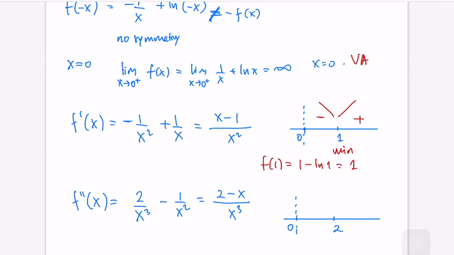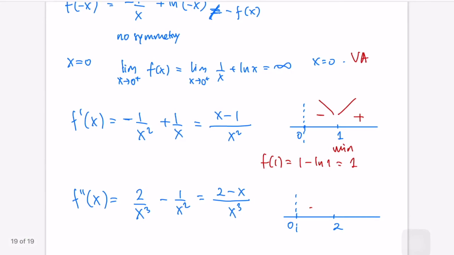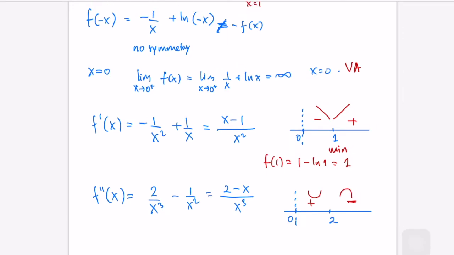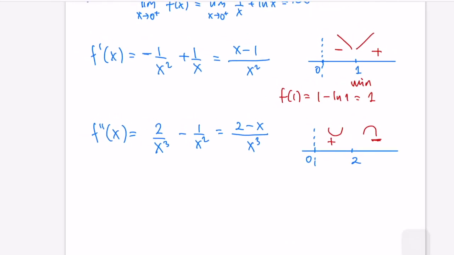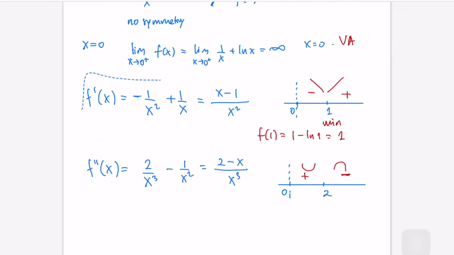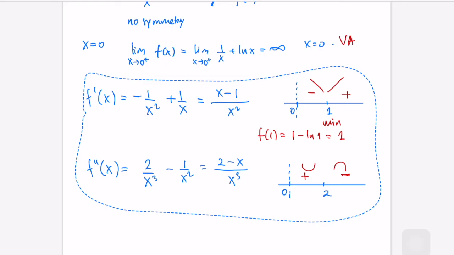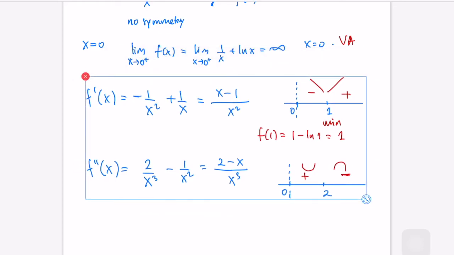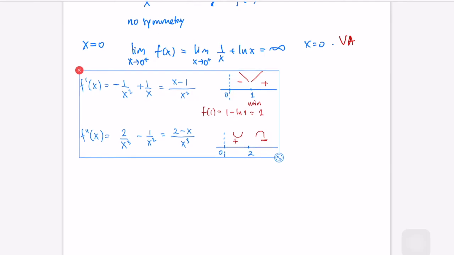So if we have 1, this will be positive. If we have 3, it's negative, right? If we have more than 2, it will be negative. So it will be concave upwards and then concave downwards. Okay, now I think I can make this all smaller, and then we can draw on the same page.